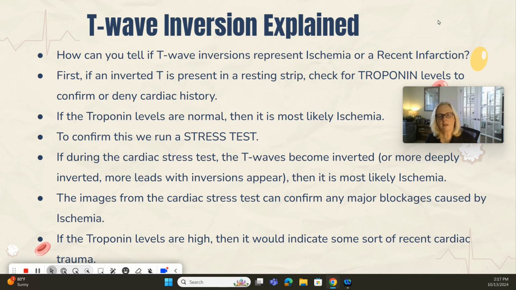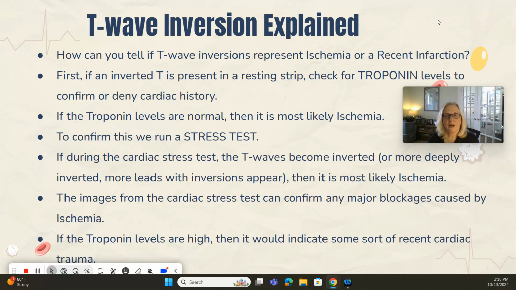So just to wrap this all up here, if you see inverted T's on a resting EKG, so lying down supine, inverted T's, okay, with symptoms and stuff, we're going to assume it's a recent MI, so we're going to pull troponins. If the troponin levels are normal, then we'll do a stress test and confirm if they get worse and if they get any symptoms. If the troponin levels are high, they definitely had a heart attack. Okay.